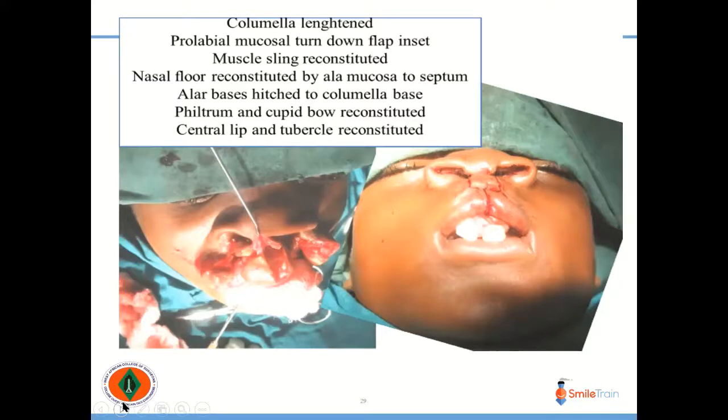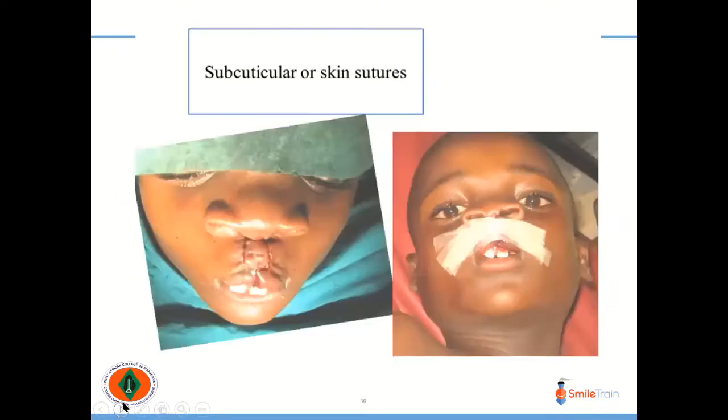I use 4-0 bilateral all the time in my repairs. Next one, next please. You can use nylon for the skin, or you can use subcuticular. If you use subcuticular, then you need to put Steri-Strips. So that's how it looks in the post-op.